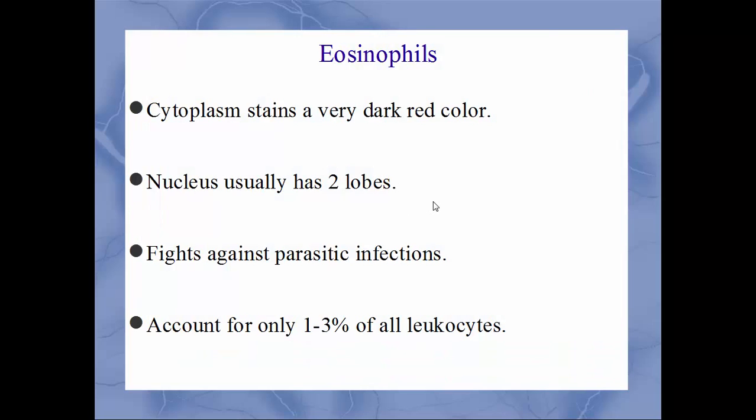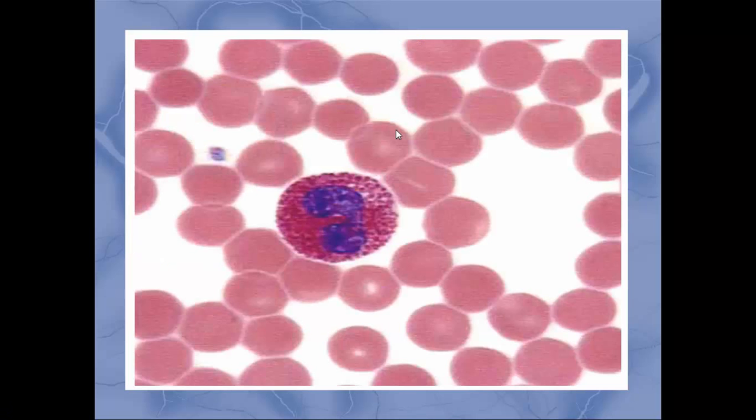Next one, eosinophils. This is given away pretty easily by how it stains. It stains a very dark red color. No other blood cell stains this shade of color, very dark red. The nucleus will typically have 2 lobes. Sometimes it's hard to see because it's so grainy in the cytoplasm. These are the cells that will help fight against parasitic infections. And these aren't terribly common. They're less than 3% of all white blood cells, between 2 to 3%. But the dead giveaway for eosinophils is the dark red color it stains.